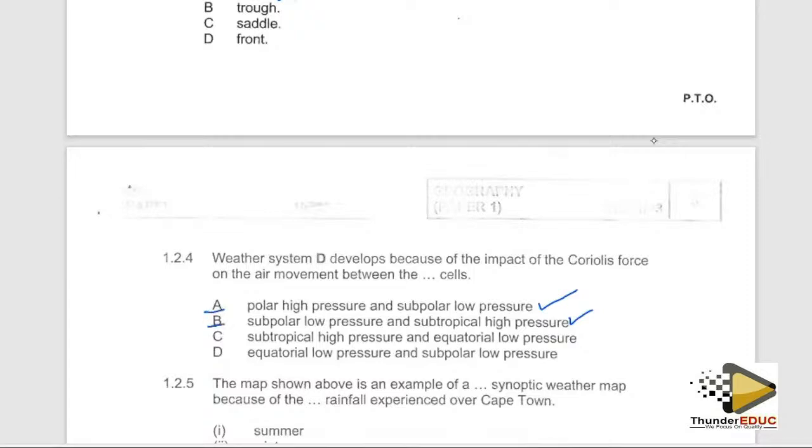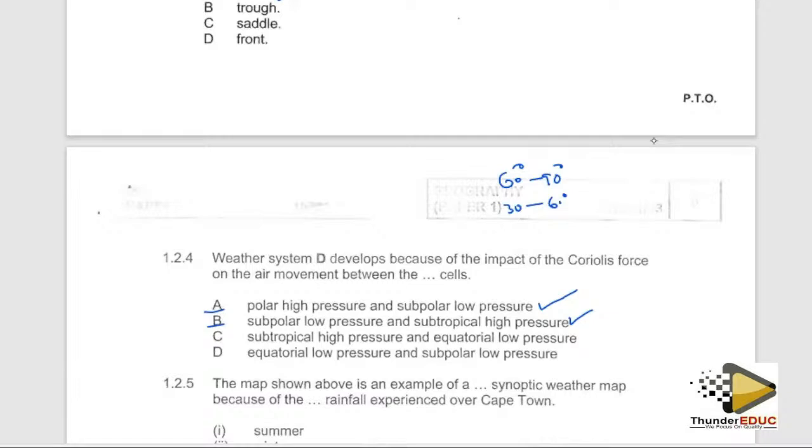Because if you check the polar high pressure cell, that is situated between 60 to 90 degrees. The subpolar low and subtropical high pressure cell is between 30 to 60 degrees, and subpolar low between 60 to 90. So which makes the two options viable. Right.